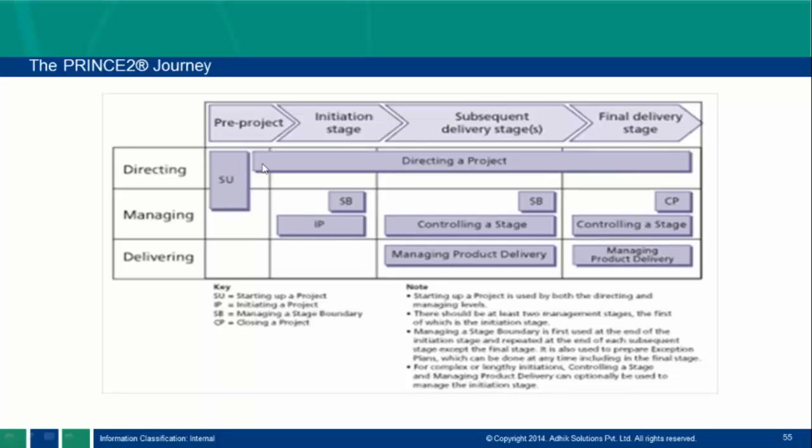Here we have directing people. These are my directing people, and they provide authorization every time. If you want initiation, they will authorize initiation. For subsequent delivery, they will provide the authorization. Even closure authorization is also given by the directing people. That's why we take directing a project as second here, because it runs from pre-project to closure.